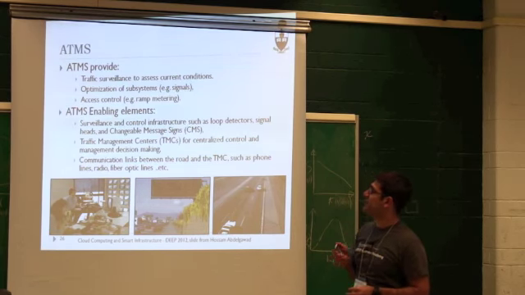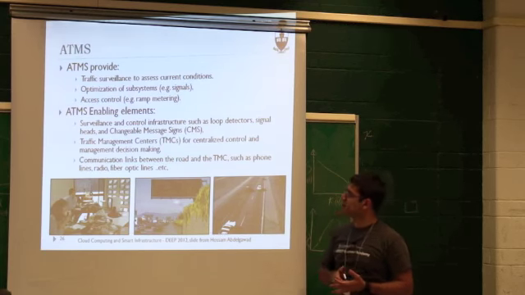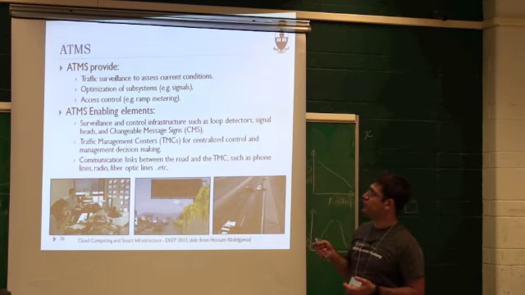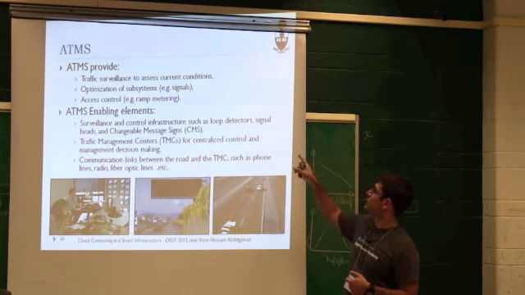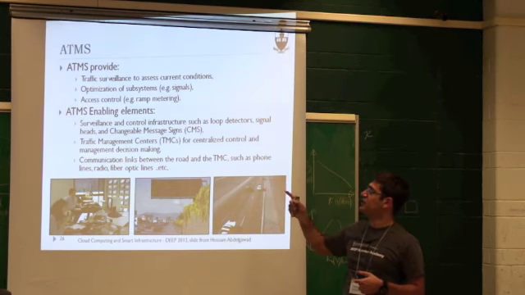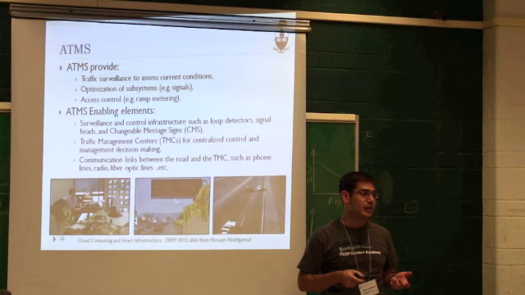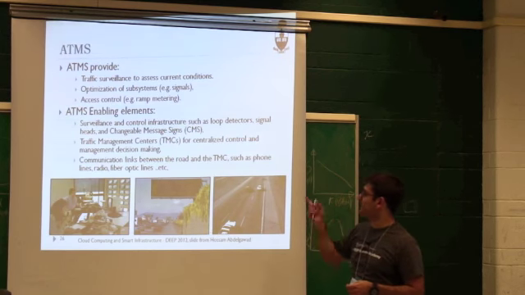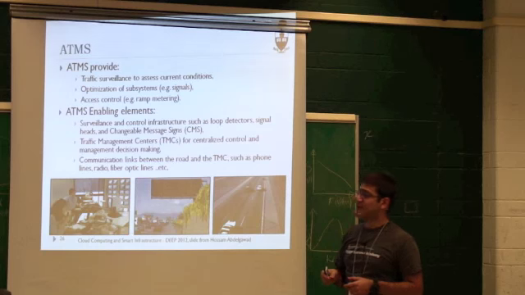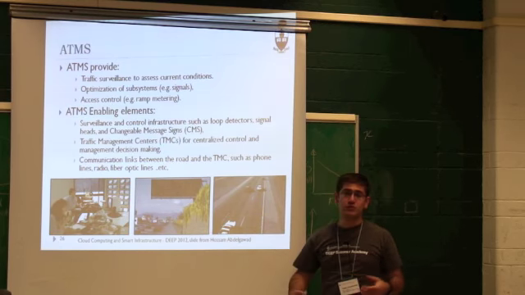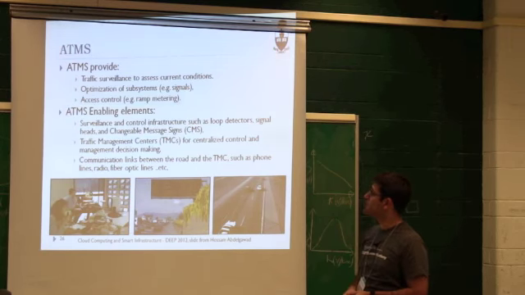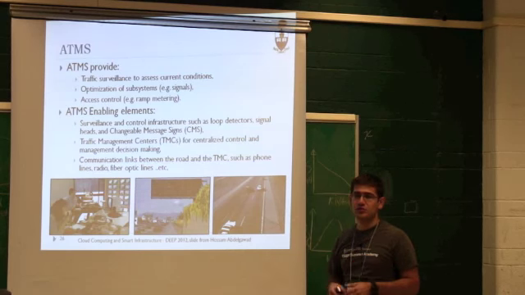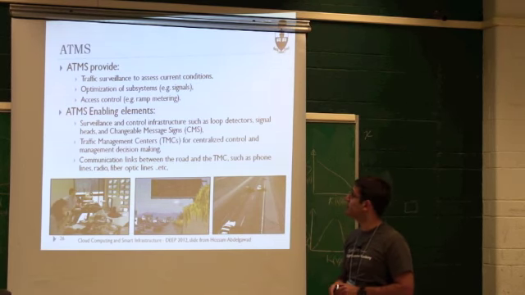ATMS enabling elements, some of the things that you need for this are the surveillance and control infrastructure. So you need the data that's coming in from loop detectors, from signal heads, and you need the changeable or variable message signs, the VMS or CMS that we mentioned before. Traffic management centers are those types of rooms where all of this data comes in. Of course, they need networking resources and data storage resources, so some of your cloud computing can be useful there.